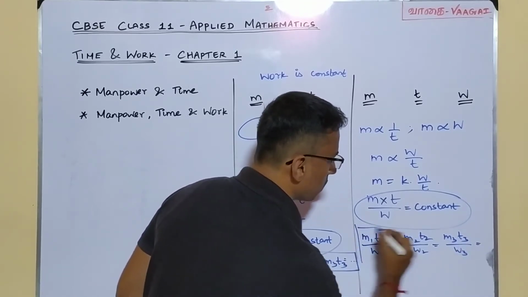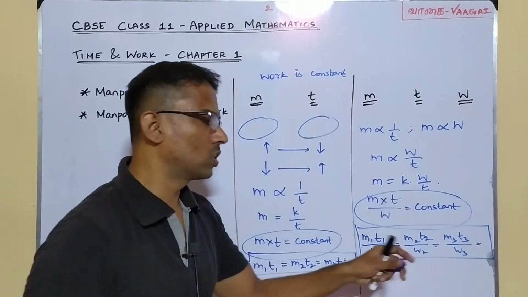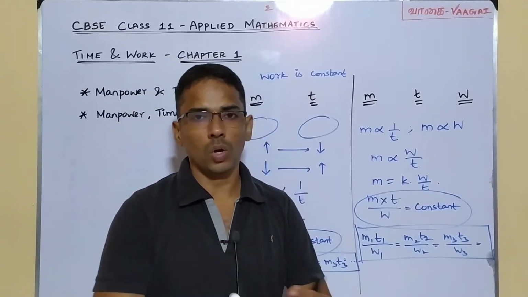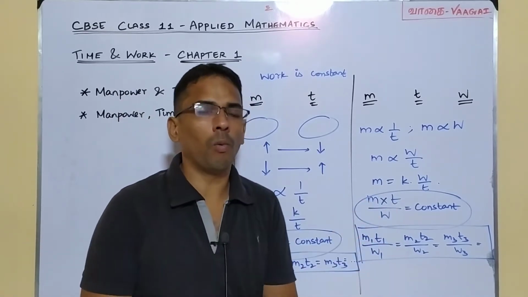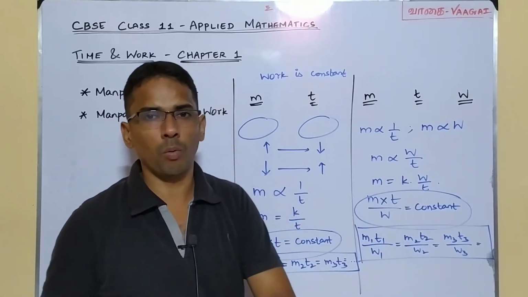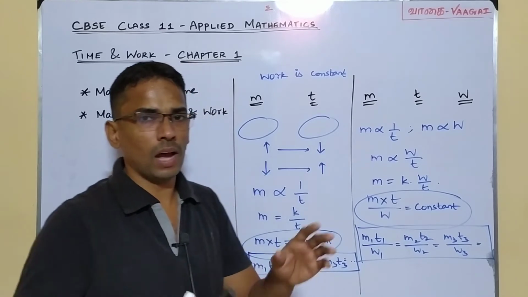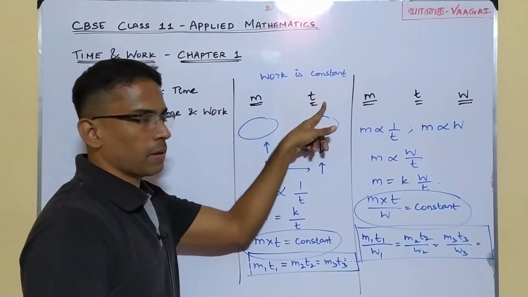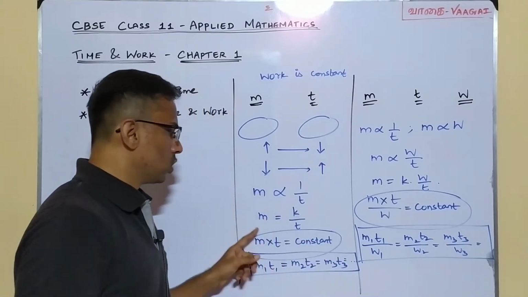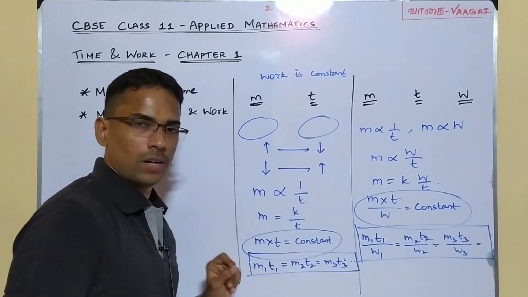And again, why I am giving this is, this will be useful when we solve the problems. So take down these results very importantly, because they are really important for us to do the problems. And just remember, when work is a constant, manpower and time are inversely proportional. So in that case, manpower into time is a constant.